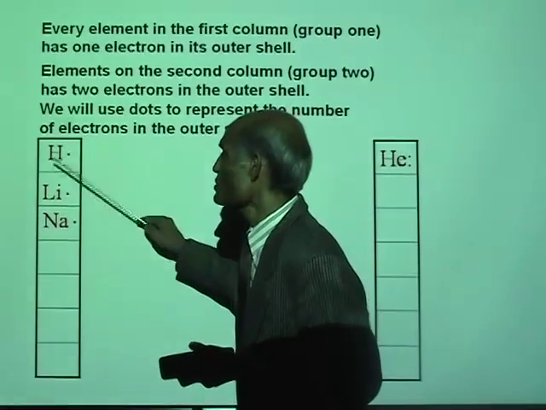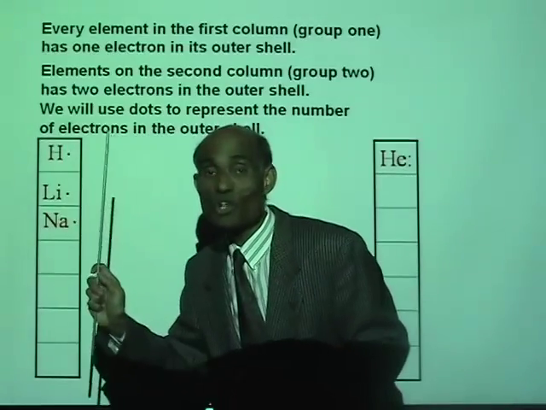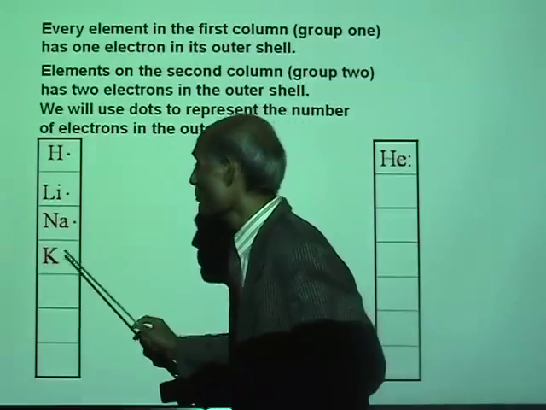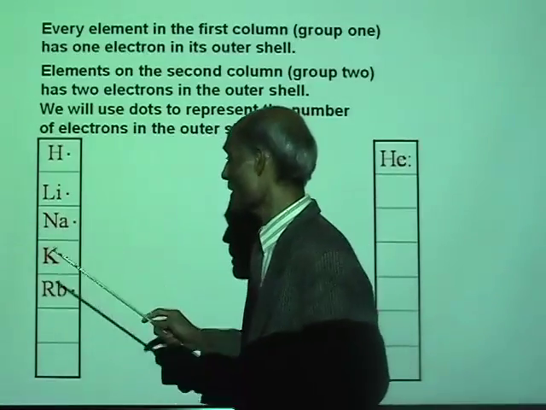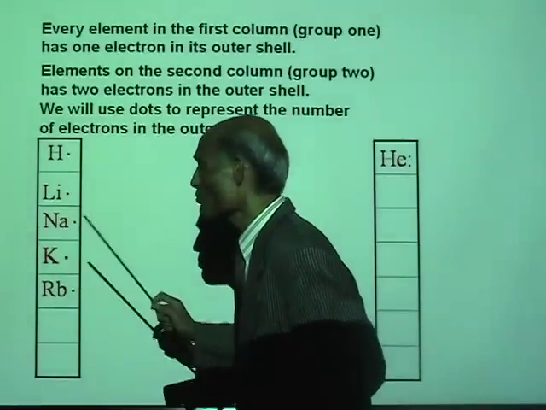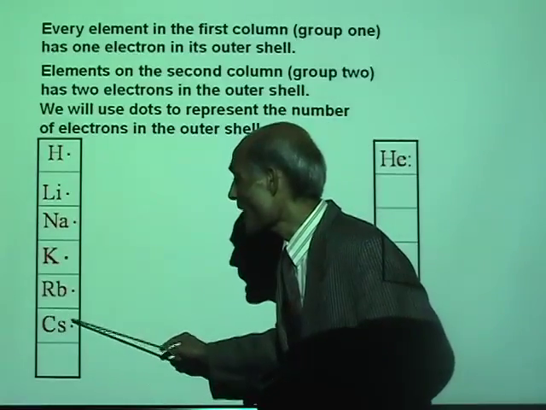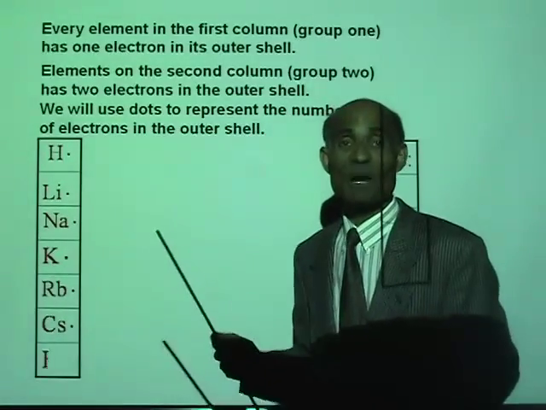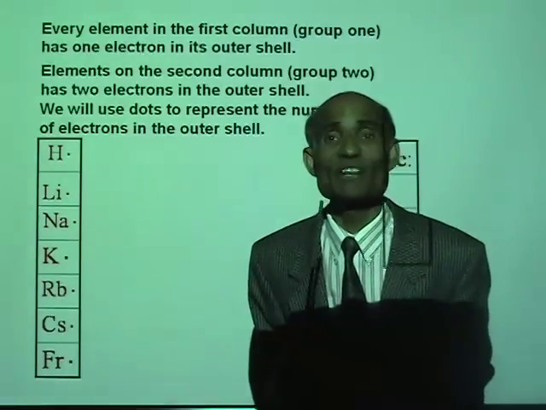So here, hydrogen, lithium, sodium, just 1 electron in the outer shell. Potassium has 1 electron in the outer shell. Rubidium has 1 electron in the outer shell. Cesium has 1 electron in the outer shell. Francium has 1 electron in the outer shell.